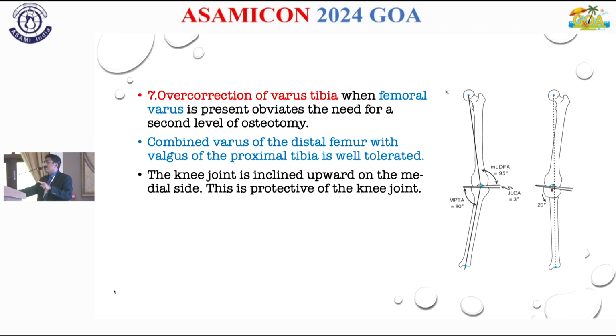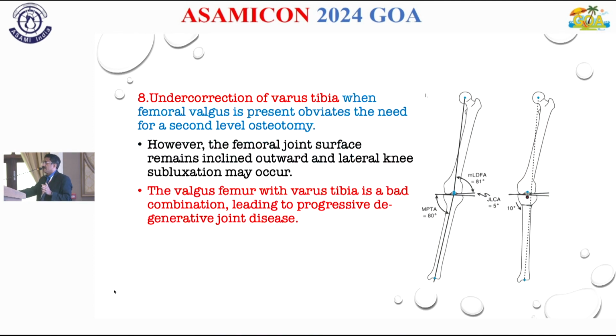Overcorrection of the tibia when the femoral varus is present obviates the need for a second osteotomy. That is a dictum. But you can do the overcorrection maybe up to 5 to 6 degrees, because if you do more than that on the tibia, joint line obliquity can occur. So when more deformity is present, better to correct both. But under correction of the varus when the femoral valgus is present, you have to do two osteotomies, because the valgus femur and varus tibia combination is bad.